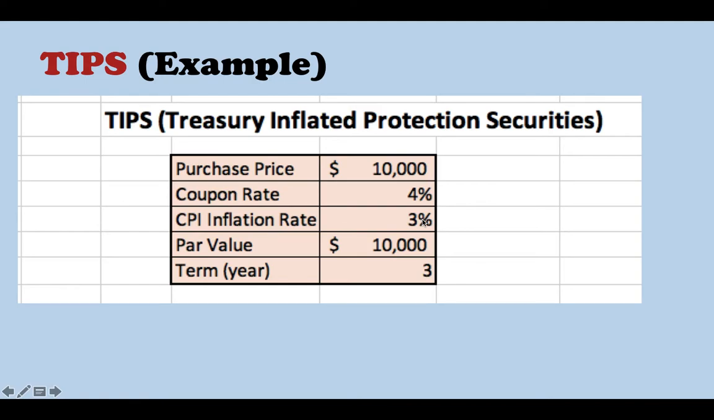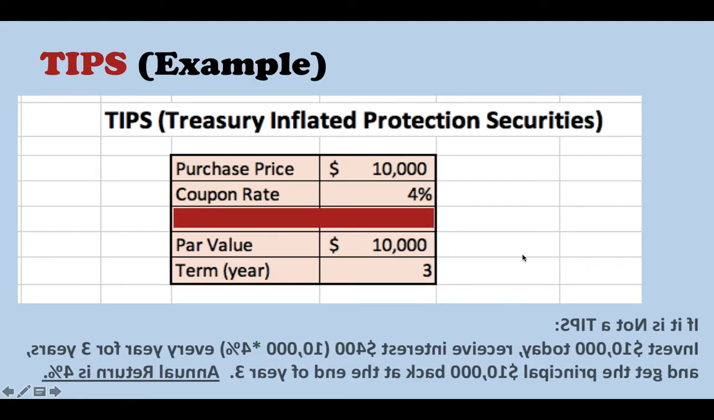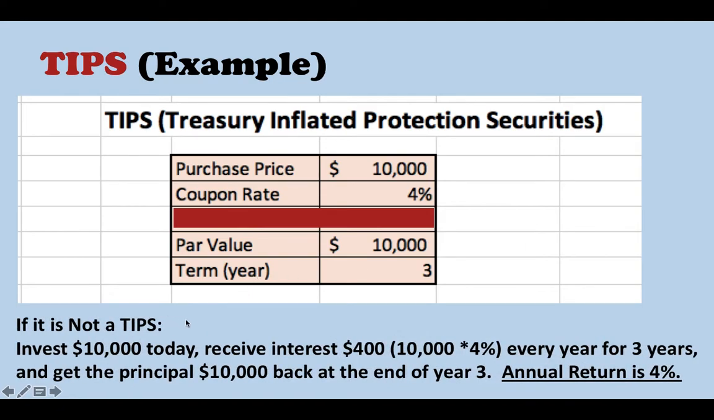If this is not a TIPS, what can we get today? We invest $10,000 today. We'll receive interest of $400 every year for the 3 years. Then we get the principal of $10,000 back at the end of year 3. So the annual return is 4%. If it's not a TIPS, it's very simple. You invest $10,000 today, every year you get $400, then at the end you get your $10,000 back. So your return is 4%.